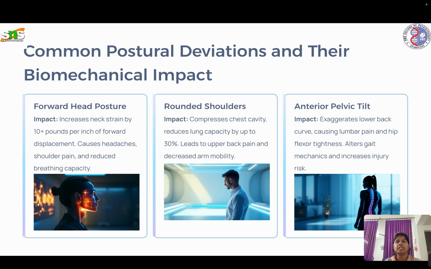Coming to postural deviations. Forward head posture is very common due to excessive phone usage nowadays. It increases strain on neck muscles. Round shoulders occur due to prolonged sitting and poor ergonomics, leading to tight chest muscles and weak back muscles. Anterior pelvic tilt results in an exaggerated lower back curve and can cause lower back pain as well. All these deviations disturb normal biomechanics and can lead to long-term complications if not corrected.